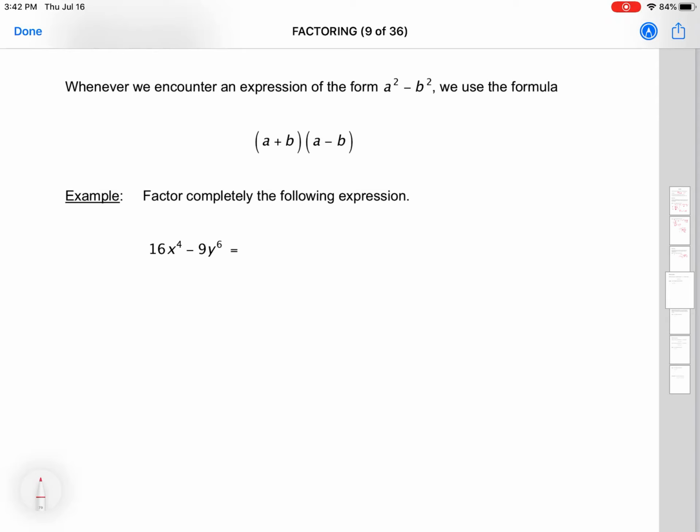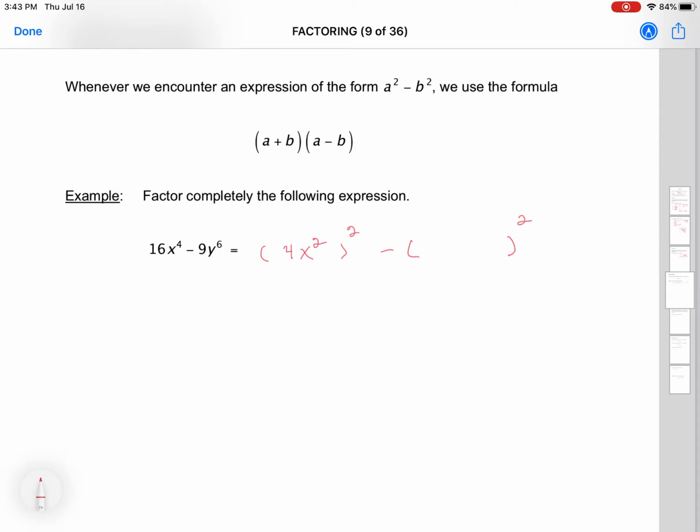So to factor out 16x4 minus 9y6, first, I'm going to establish that I really have a square minus a square. Again, those rules of exponents, huh? They're everywhere. So 16x4, that's the square of what? Oh, it's the square of 4x2, isn't it? Because 4 squared is 16, and x squared is x4.